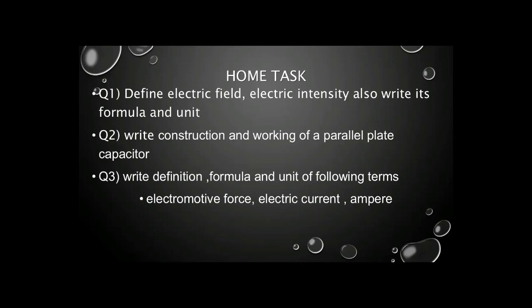So here is the home task. Define electric field, electric intensity, and also write its formula and unit. Write the construction and working of a parallel plate capacitor, and write the definition, formula, and unit of the following terms, that is electromotive force, electric current, and ampere. So take a screenshot of this slide of the home task and do your home task on your fair copies.